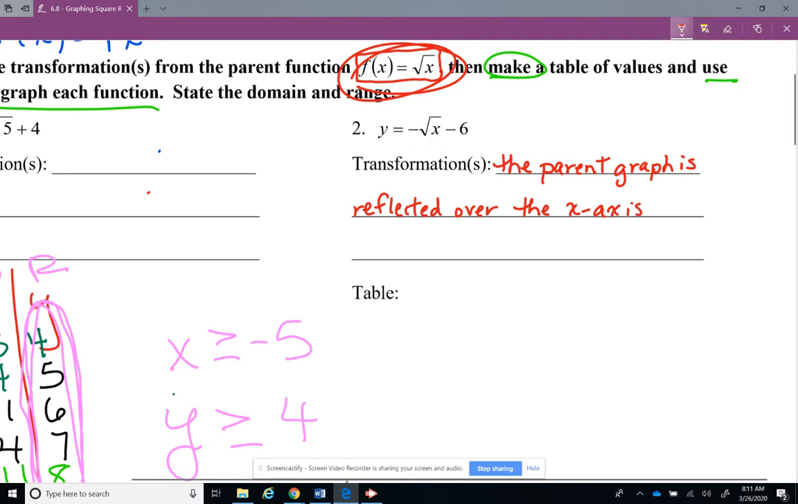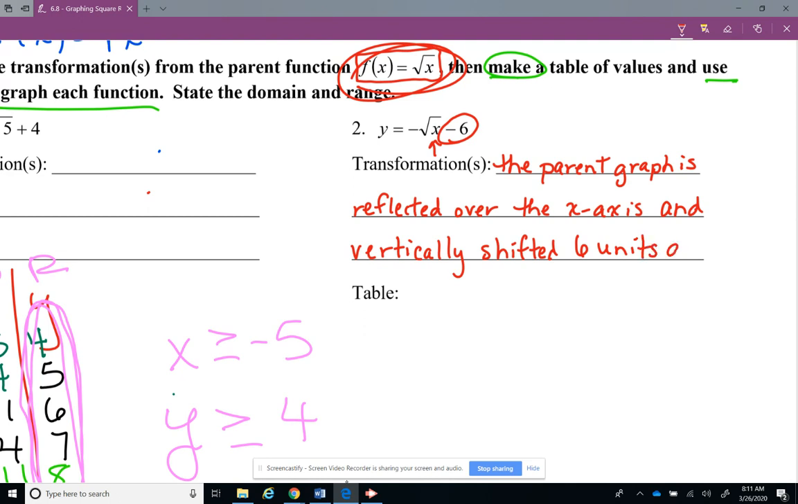Now there's nothing going on underneath the radical. There's not like an x minus an h or x plus an h. There's nothing going on there. So it is not shifting left or right. Okay, so we do see a -6 on the outside. Now remember, that tells you whether you're going up or down. And since it's a negative, you're going down. So the parent graph is reflected over the x-axis and vertically shifted 6 units down, or down 6 units, however you want to say it.